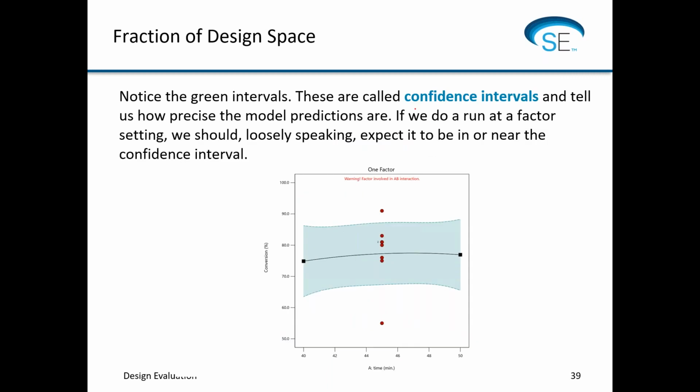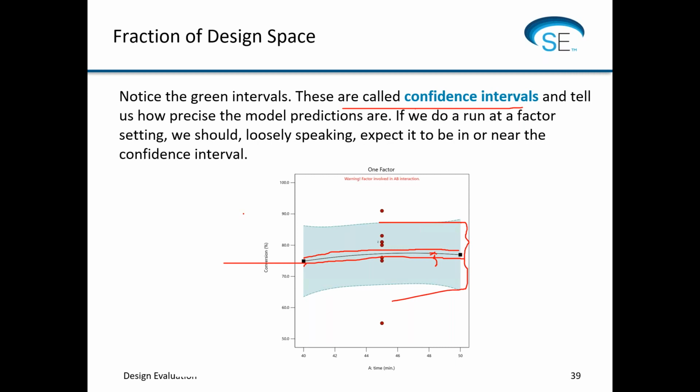The green intervals, as I said, are called confidence intervals, and they tell us how precise the model predictions are. If the confidence intervals are very tiny, then I could be pretty confident that my model is going to be pretty stable. That means my predictions should be pretty close. If I do a new run here and my confidence intervals are narrow, I should expect the next run to be pretty close to the model, versus here where they're pretty wide.